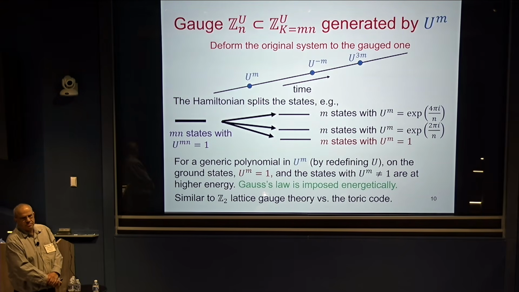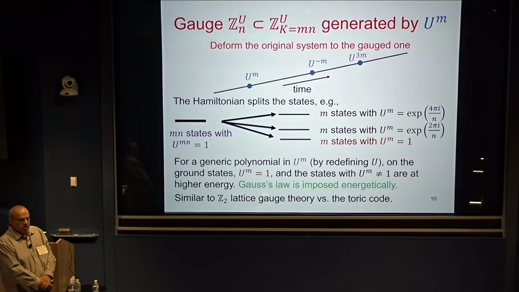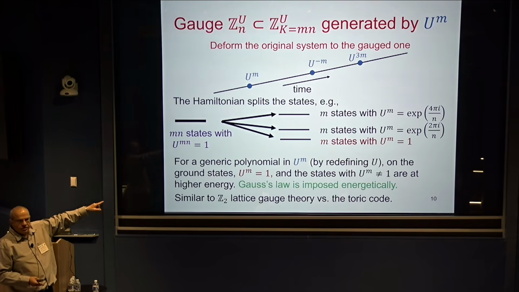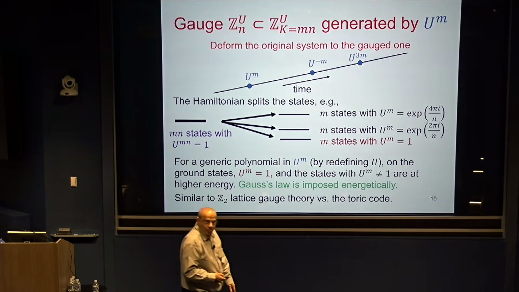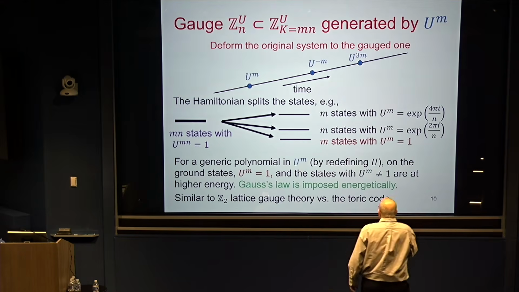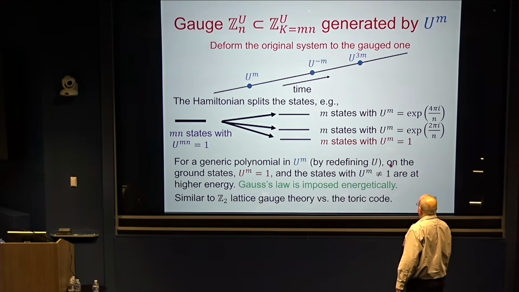That have u to the m equals 1 over those that have u to the m not equal to 1, would the polynomial be required to have positive coefficients, or? No, the polynomial could be whatever you want, and as long as the coefficients are generic, there are no special degeneracies. And once you're done with that, I can always redefine u such that on the ground state u to the m is 1. I see. I think I even wrote it. Oh, I even wrote it here by redefining u.